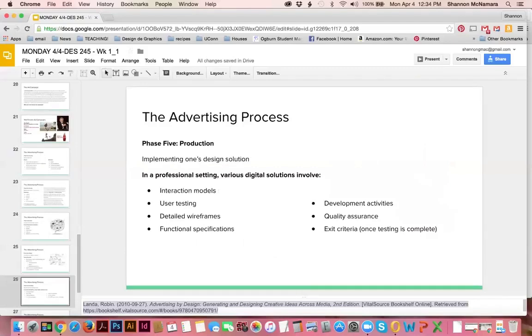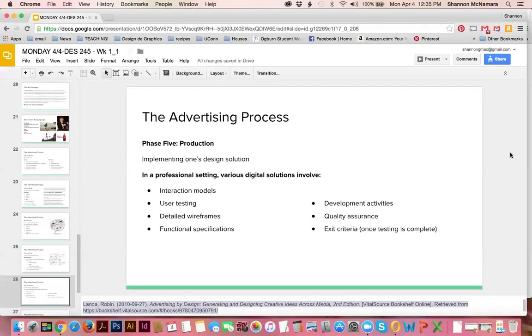So phase 5, production. So this is implementing one's design solution. So in a professional setting, various design solutions involve an interaction model, user testing. You might need to do wireframes, especially if you are designing a website for a client. The wireframes won't have a complete design to them, but they will show the flow and how a user would interact with that website. You might have some functional specifications, some developmental activities, quality assurance, exit criteria, once testing has been complete. So this is the time where you're kind of showing, especially in web, how it's going to work.